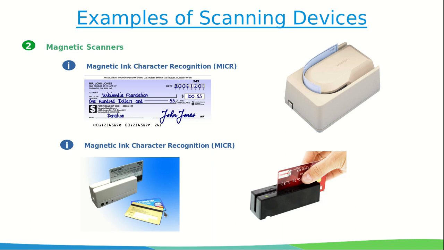So to capture data from this card here, for example, things to do with bank details, you can see here it is being swiped through a card reader. This card reader uses the magnetic stripe recognition technology. So as you swipe this, the data is captured directly.